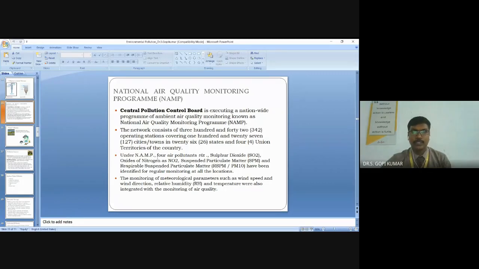So, in this slide, national air quality monitoring programs. Awareness based on air quality monitoring is given through various programs, and it is being supported by the Central Pollution Control Board and the State Pollution Control Board.